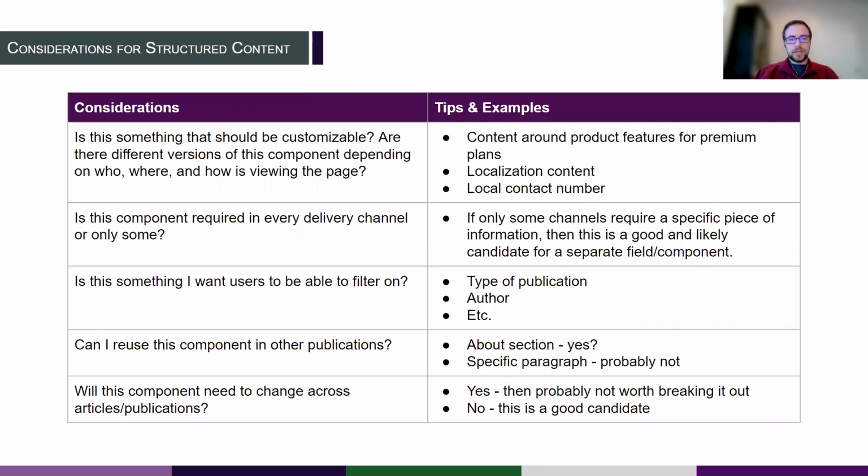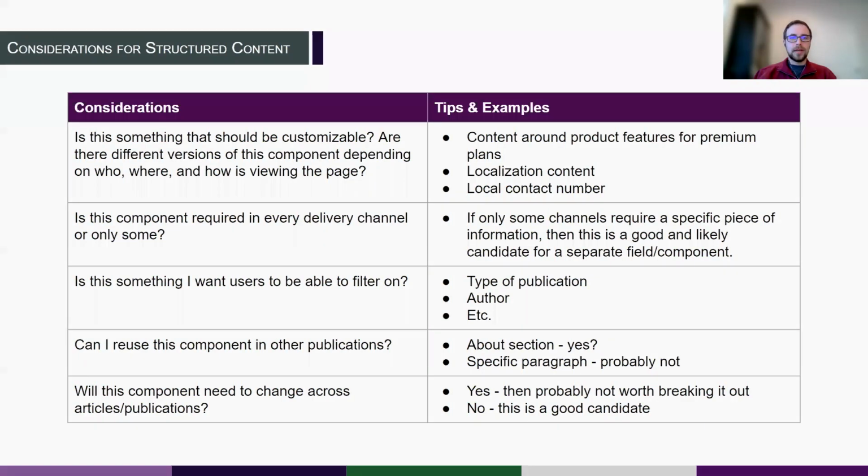Will this component need to change across articles and publications? Well, yeah, if it is changing across articles and publications, then maybe it's not necessarily the best idea to segregate it as a separate component. Again, it depends on the use case, but if you're going to be modifying it anyway every time you publish it, then you're creating a new version anyway. So there's no need to put it out as a separate component. Any thoughts on this? Kind of makes sense. All right, we'll put this in action in one second.